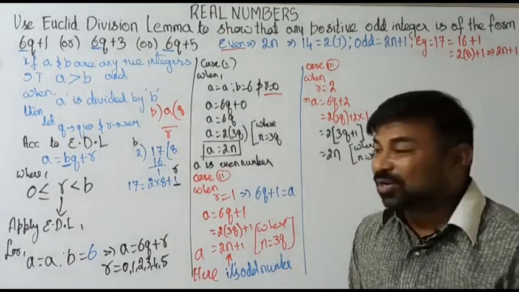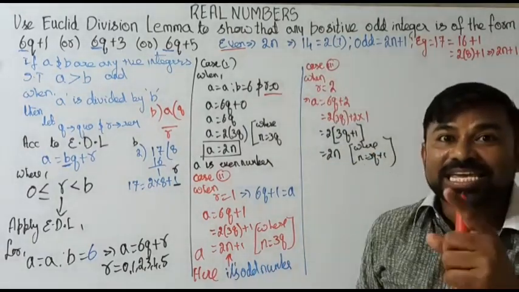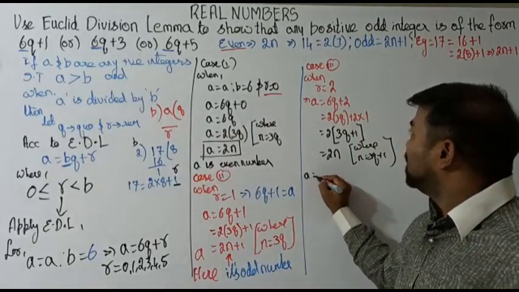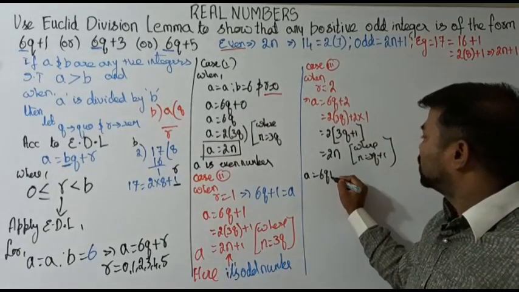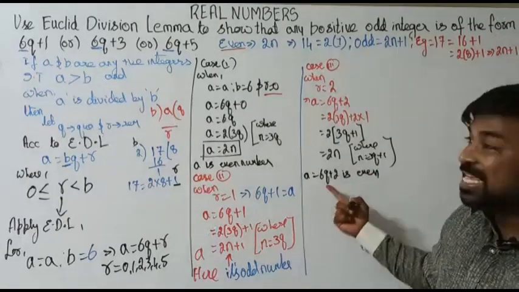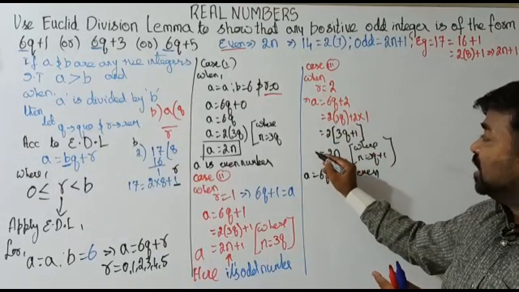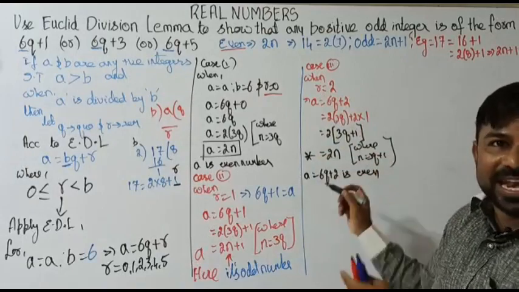Now you please check it out. Is it looking like an even number definition or odd number definition? Even number. Therefore, A is equal to 6q plus 2 is even. When we take R is equal to 2, A is equal to 6q plus 2, it is in the form of an even number.